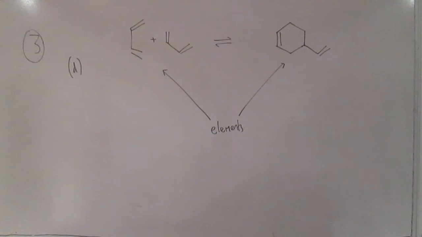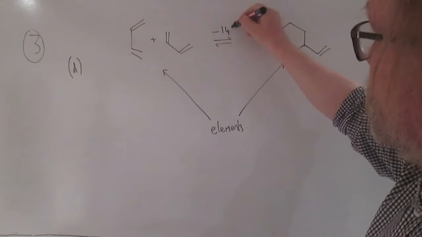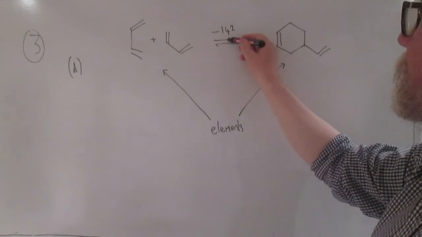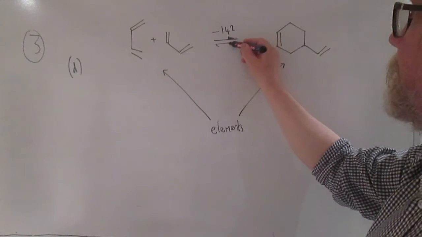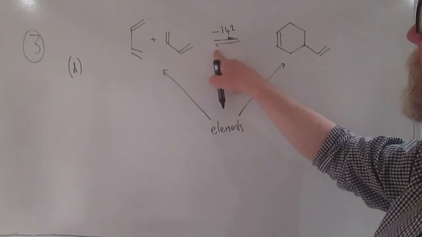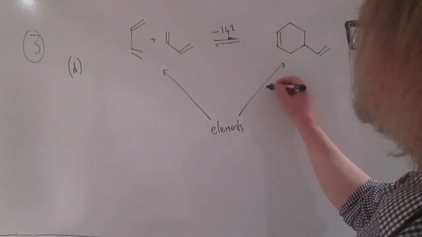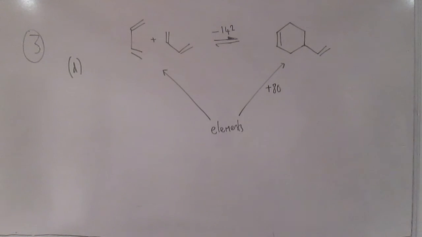So we can put those numbers on because it tells us that the enthalpy change of reaction is -142. Remember, with reversible reactions the number you're given refers to the forward direction. So that's -142. So it would be +142 going that way. The delta H of formation of this compound, it tells us, is +80 kilojoules per mole. So if you make 1 mole of that compound from its constituent elements, it's +80 kilojoules per mole.